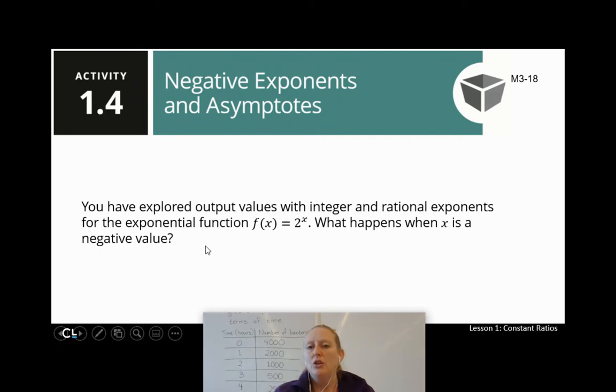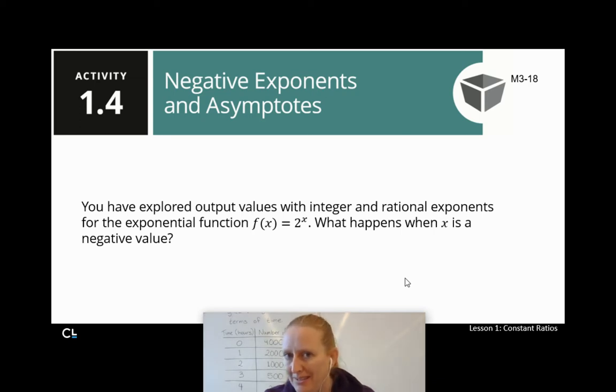So let's take a closer look at these graphs and tables. So you've explored output values with integer and rational exponents for the exponential function f of x equals 2 to the x power, right? We did 2 to the 1 power, 2 to the 2 power, 2 to the 3 power, 2 to the 4 power, on and on. We even did 2 to the 0 power, right? We said anything to the 0 power is 1.